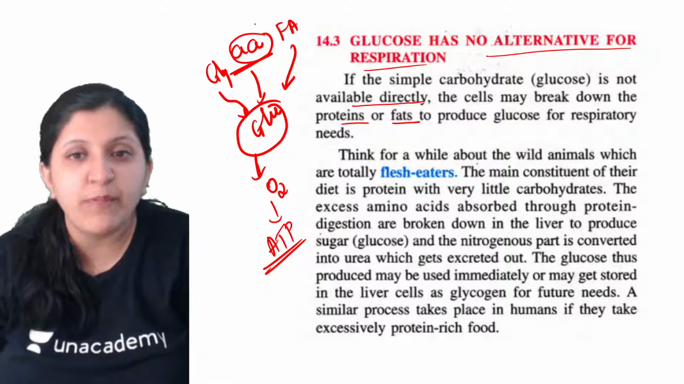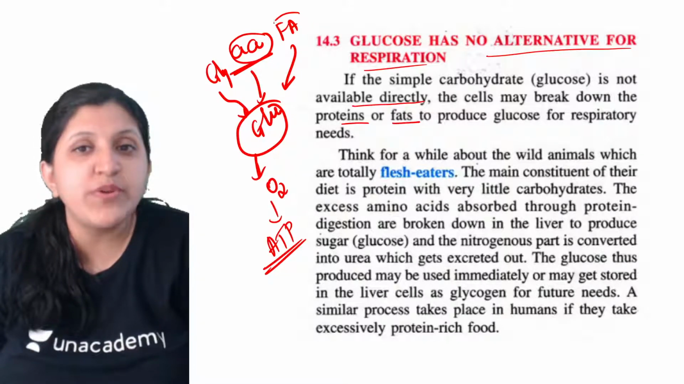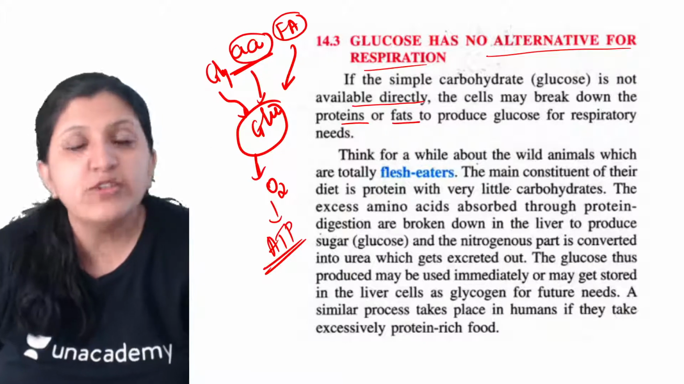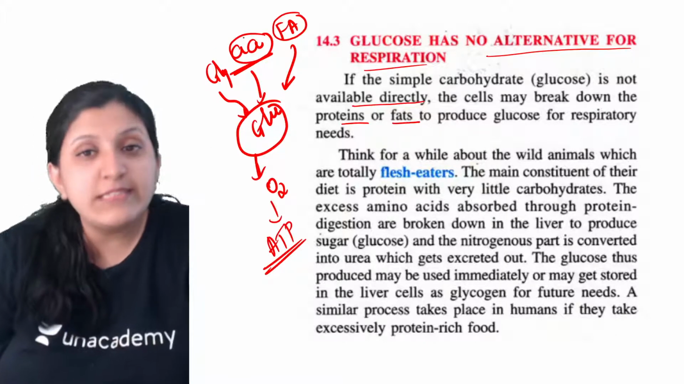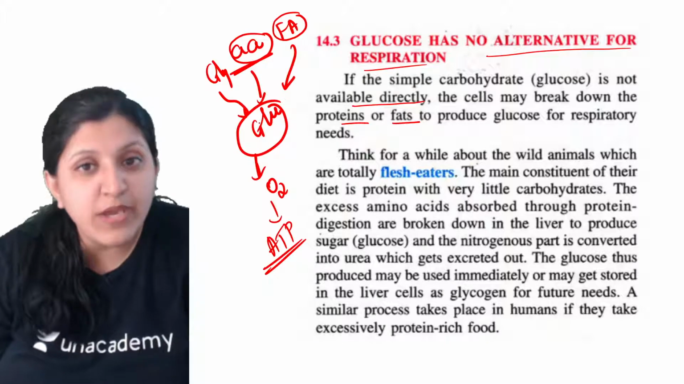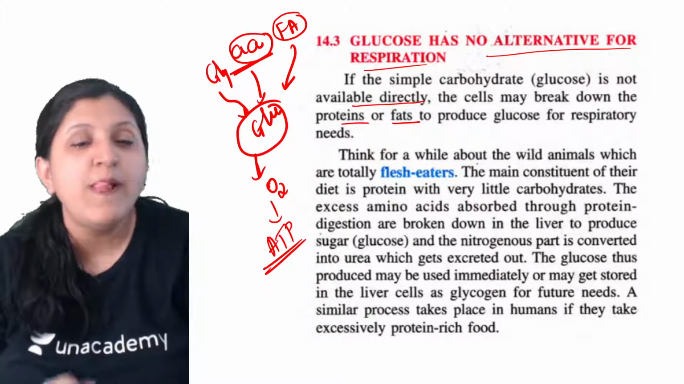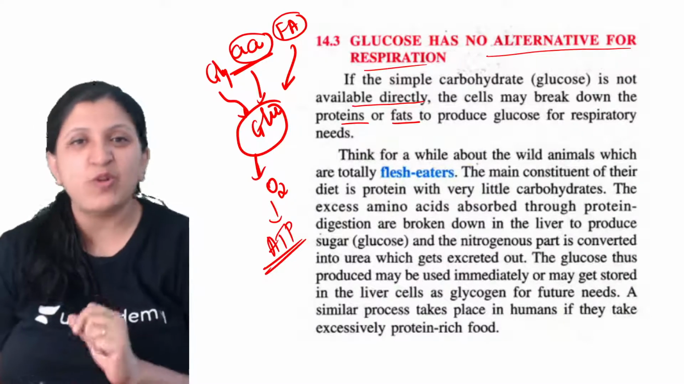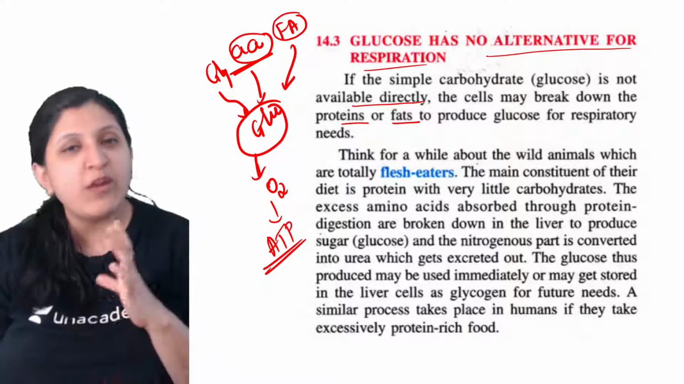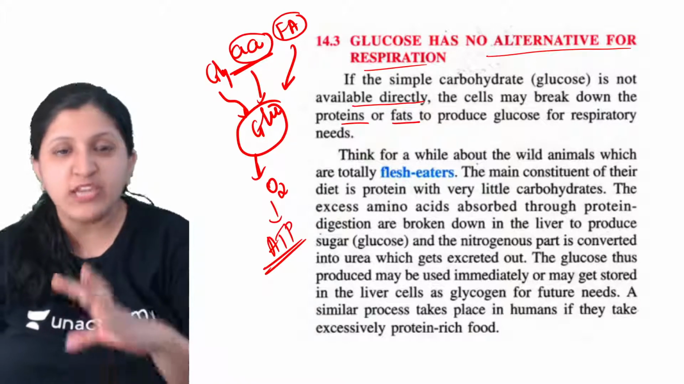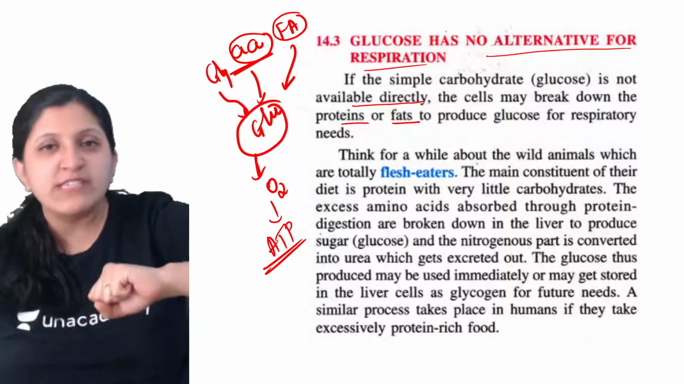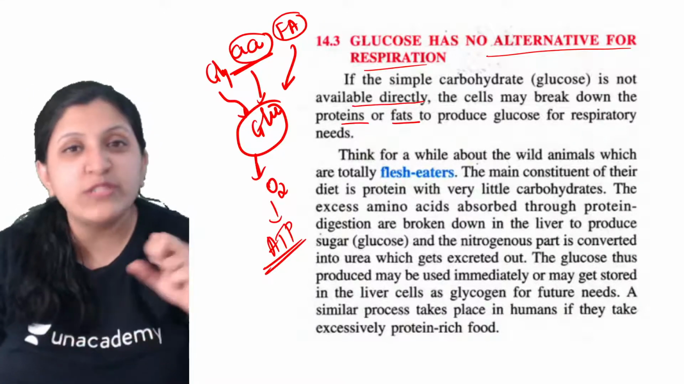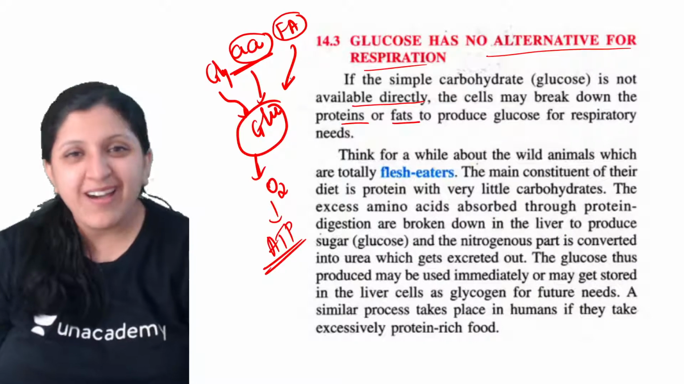So proteins are made of amino acids, or fats. Fats have a fatty acid and a glycerol. These things need to be converted into glucose before the oxygen can act. Oxygen is very stubborn: I don't want anything other than glucose, and only with glucose will I produce the energy. If you give me amino acid, fatty acid or glycerol, I am not going to take that up. That is how the oxygen works.